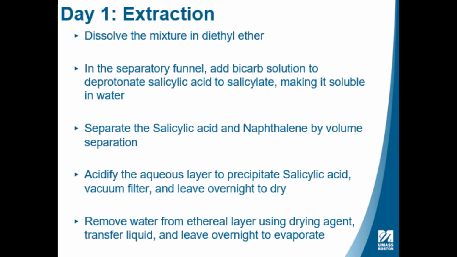We will add bicarb solution, which is basic, to deprotonate the salicylic acid. The negative salicylate ion is soluble in water. Now that the salicylate ion will be in the aqueous layer and the naphthalene is still in the organic layer, we can separate the 2 layers. We will add acid to the aqueous layer to reform and precipitate the less water-soluble salicylic acid, filter the precipitate, and leave to dry overnight.